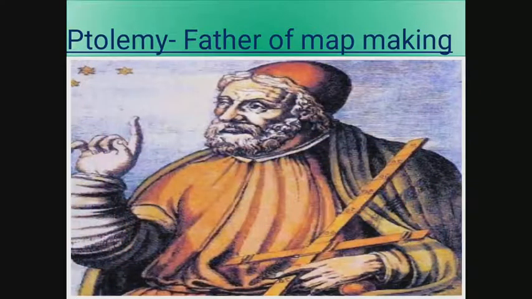Ptolemy, an Egyptian, was the first cartographer who made the map of the world according to scale and direction. He was the first person to represent the earth as a sphere. He was known as the father of map making, Ptolemy. So, dear students, this is the history of map making. Remember, the first map was made in Mesopotamia in Iraq. Ptolemy was known as the father of map making.